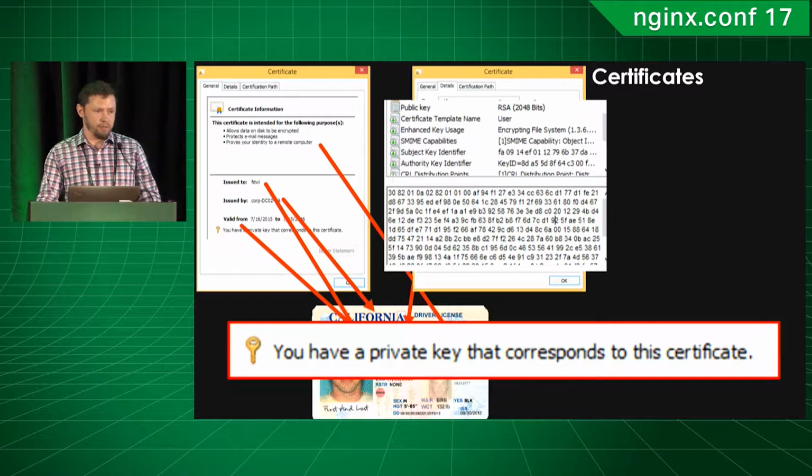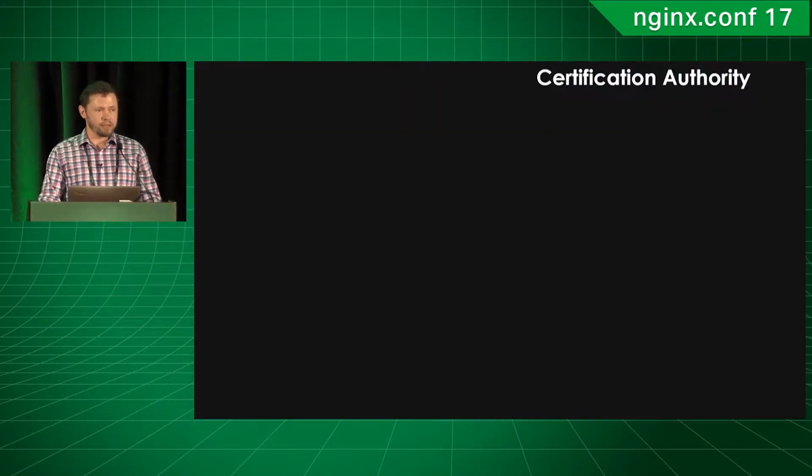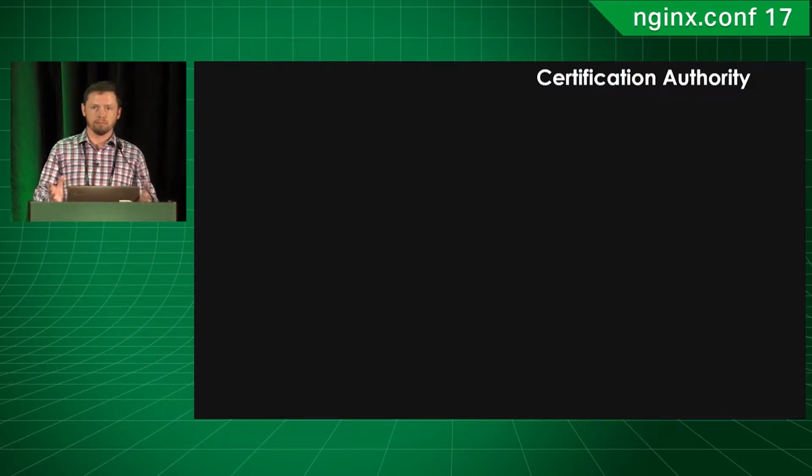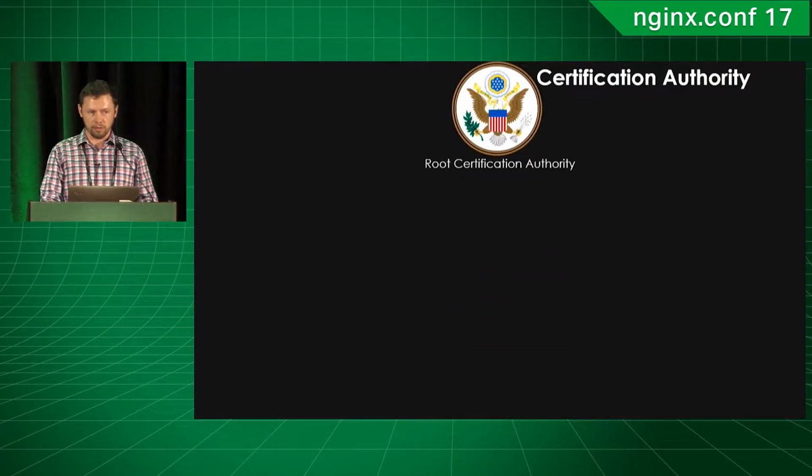So who is issuing the certificates? The certificates are issued by the certification authority. What is a certification authority? A certification authority is, in most cases, some legal entity that has a root certificate and is trusted by some other entities. In the case of driver's licenses, we can assume that the root certification authority in the US is the federal government.